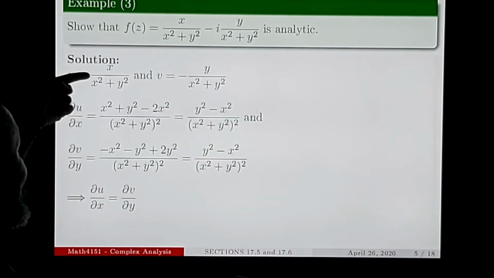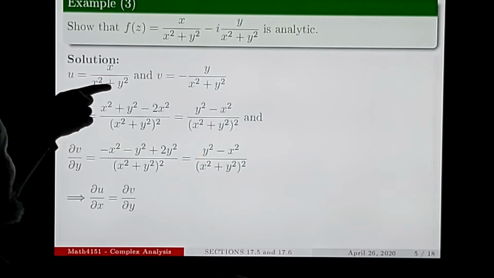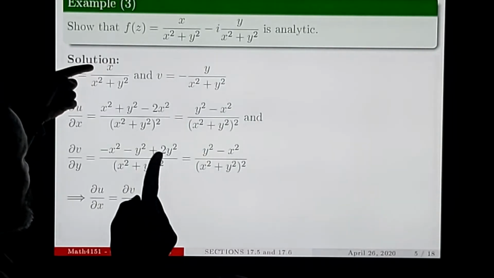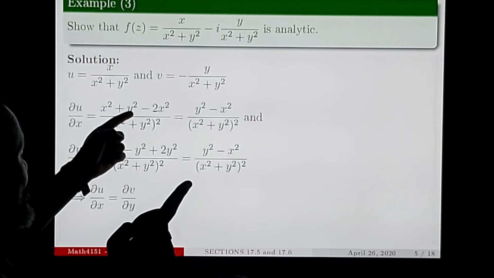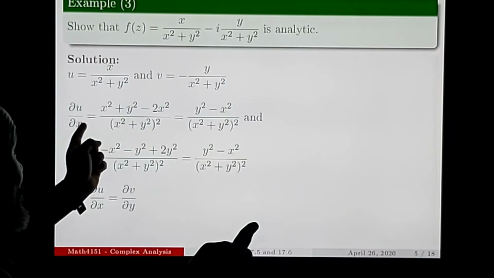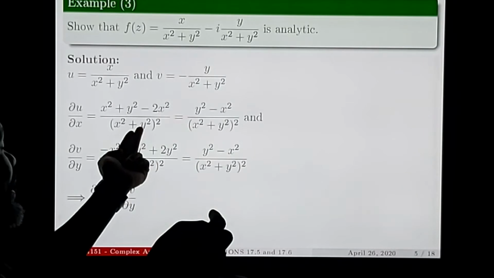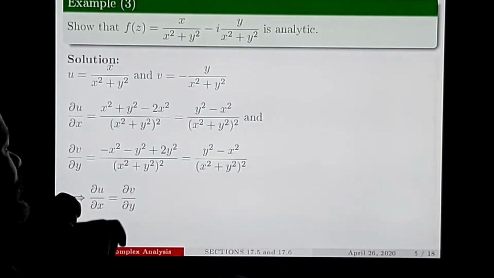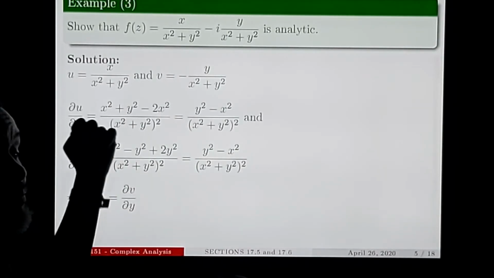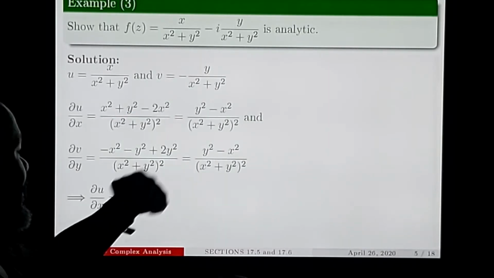When you differentiate this partially with respect to x, you apply the quotient rule. You differentiate this one, you get 1, you multiply by this, so you get x squared plus y squared, minus, you differentiate this with respect to x, you get 2x, you multiply by this x, this is minus 2x squared, divided by this one squared, that gives you del u del x. If you simplify, you have y squared minus x squared, divided by that.